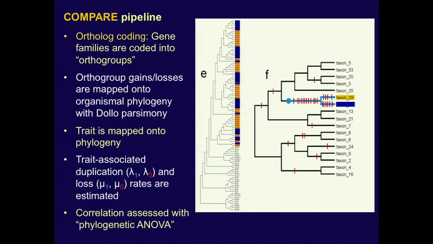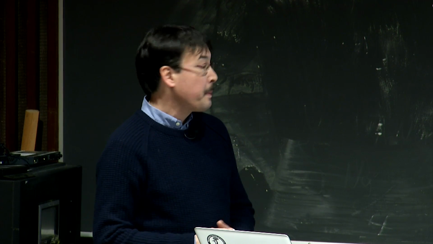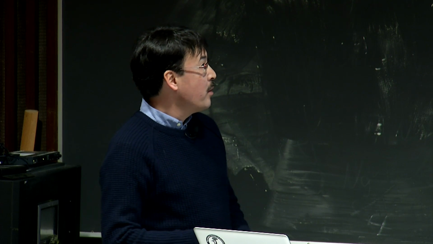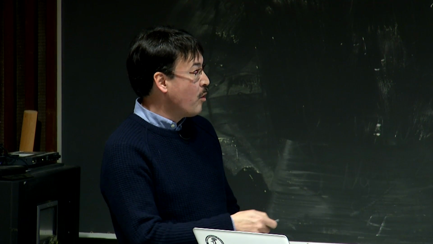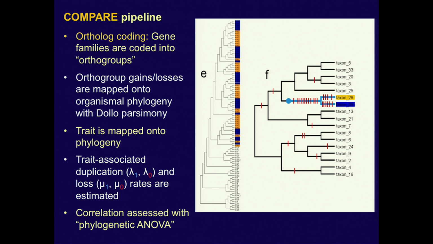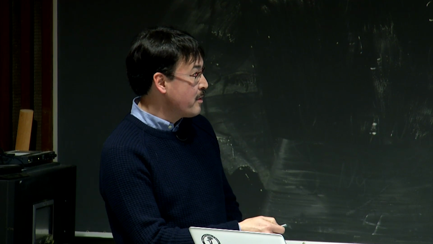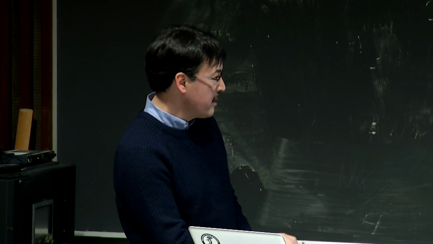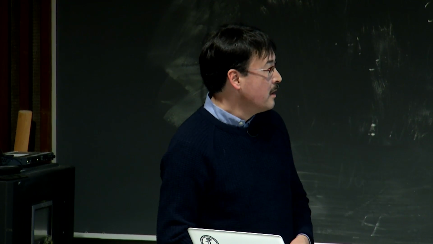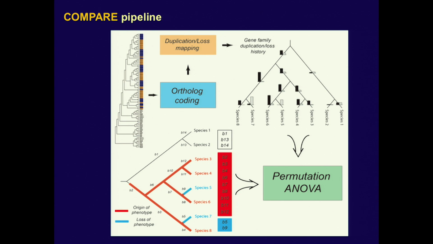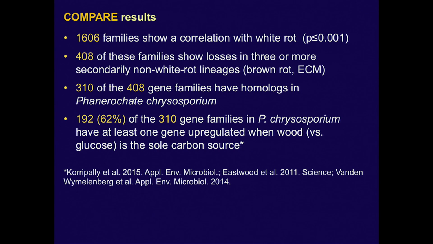First you do ortholog coding, so you take all of the genes in the genomes, divide them into gene families, and then divide them into orthogroups, which are groups of putatively orthologous genes. Map those onto the organismal phylogeny with Dollo parsimony, and then map the trait onto the organismal phylogeny, estimate the diversification rates that are specific to the presence or absence of the trait of interest, and then there's an ANOVA to assess significance. And this is kind of a cartoon of the whole process. So we did this, and these are kind of the results.